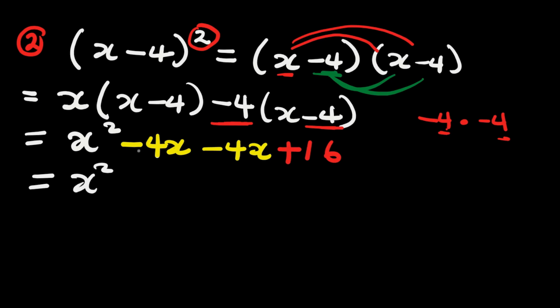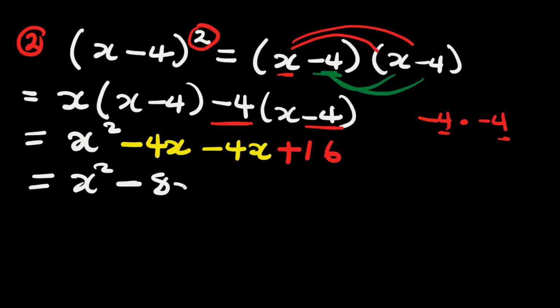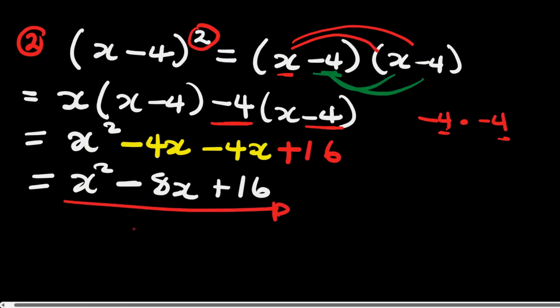X squared. So it's negative 4x, negative 4x. So what do we do here? This is more of adding them, because we take the sign of the bigger number, or the common sign, which in this case is negative. Then we add the two numbers, 4x and 4x, so we get 8x plus 16. In this case, you cannot do anything, because whatever is left is no longer like terms. This is how you leave it. This is our final answer.